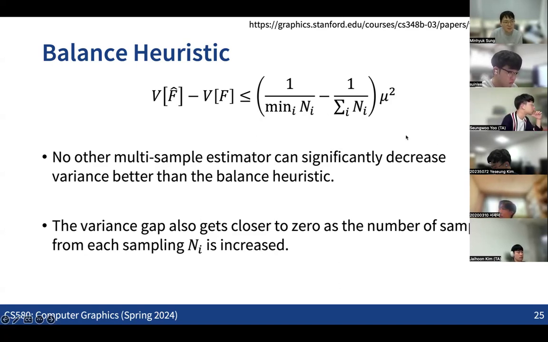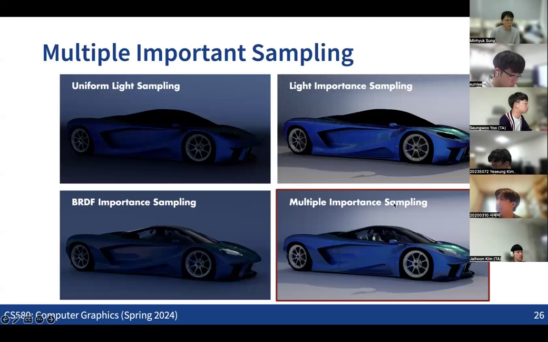So yeah, these are the basic ideas of multiple importance sampling. If we see a comparison with the different sampling strategies, the top left is the case where we are doing uniform sampling. The top right is the case where we are taking light importance sampling, and the bottom left is the case where we are taking BRDF importance sampling.